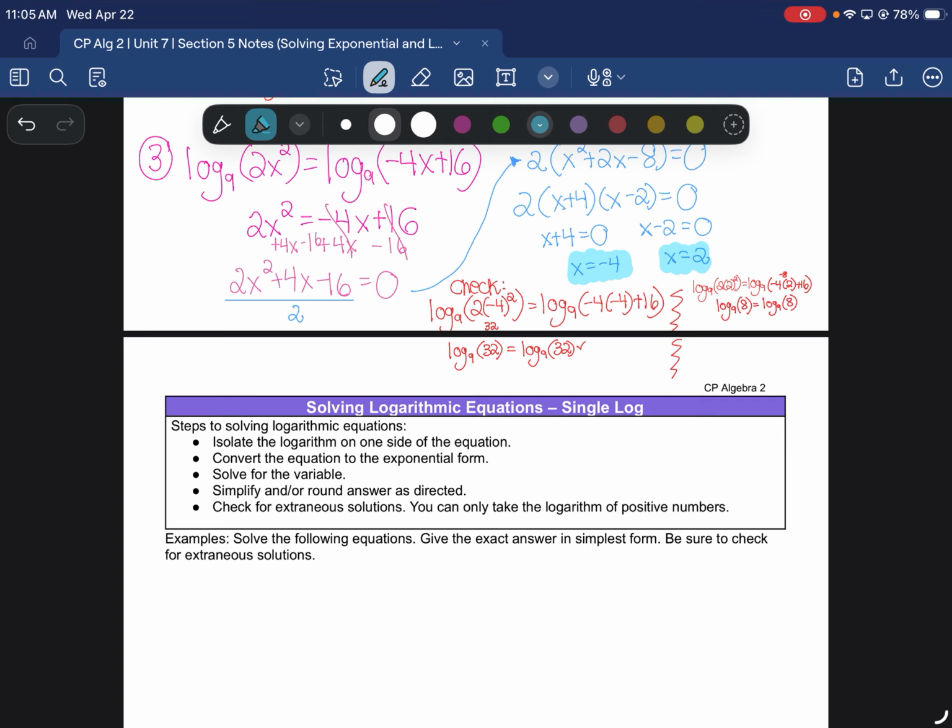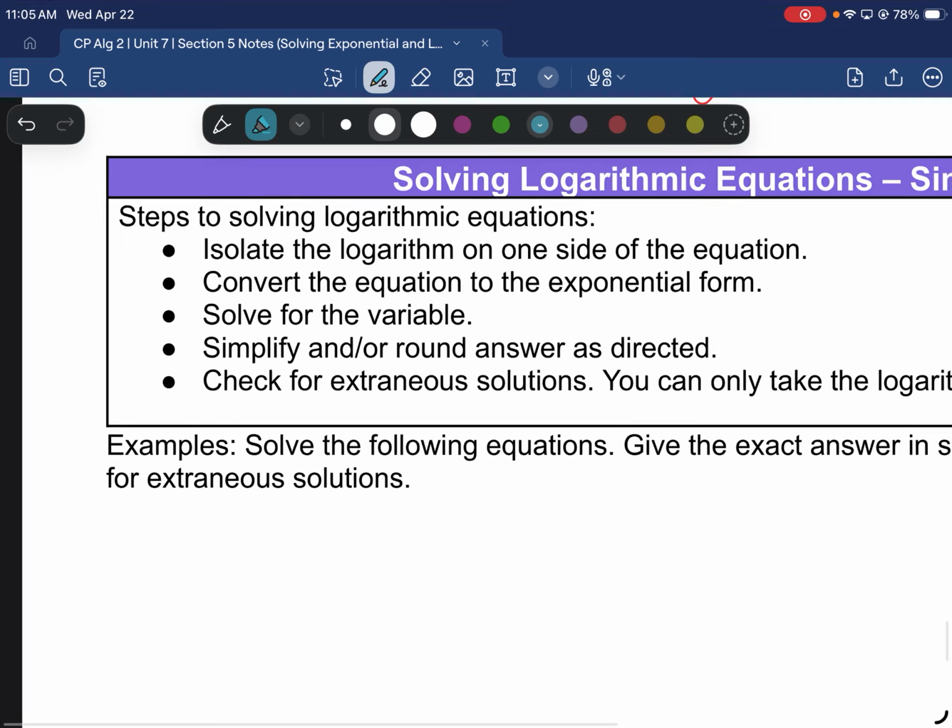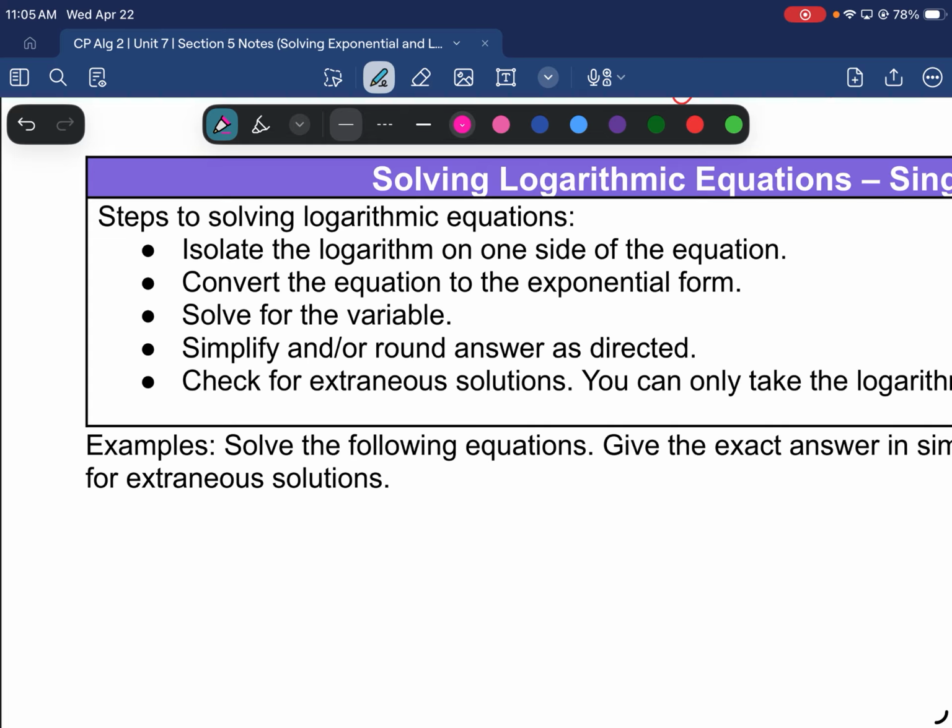Yeah, so steps to solving logarithmic equations when there's one log. Isolate it, convert it to an exponential, and then solve. I'm going to ask for the exact answer here, okay? And you need to check for extraneous solutions. So here's an example. We'll walk through the steps.